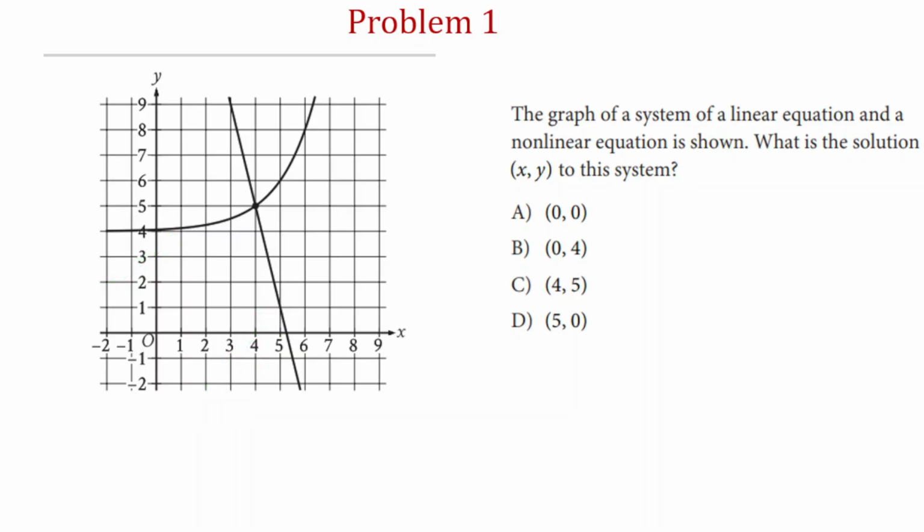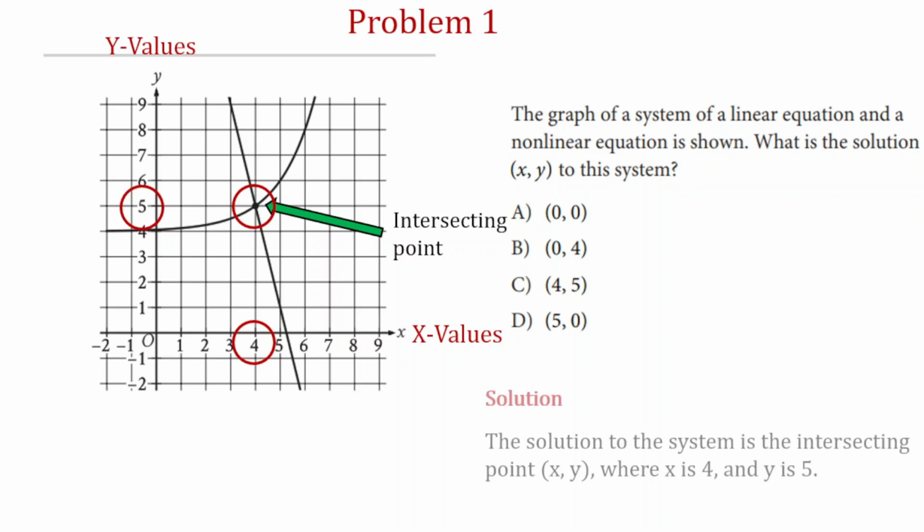The solution to a system of equations is the point where the two lines intersect. The intersection is at the point enclosed in red. The x-axis value is 4, and the y-axis value is 5. Therefore, the coordinate of the intersection point is 4, 5. Remember that in coordinate points, the x value comes first, followed by the y value.